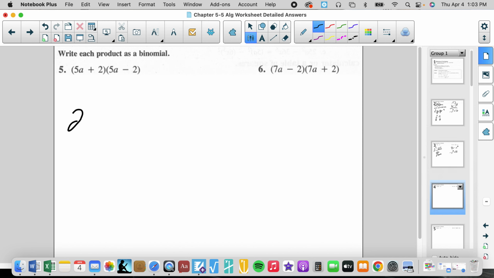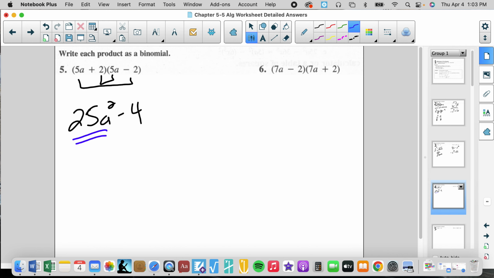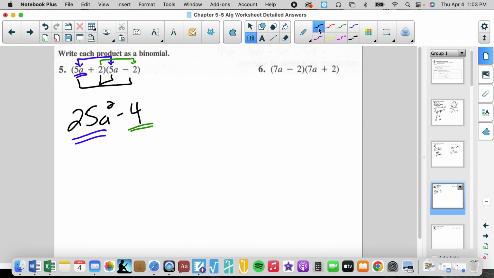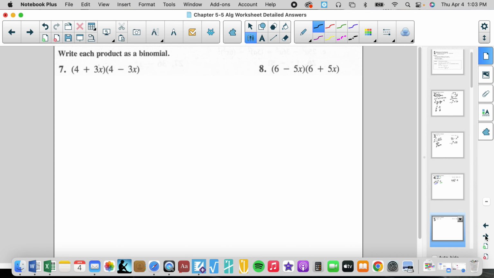And so we get 25a squared minus 4. I don't have to worry about the outside and inside. Those are going to cancel every single time when we multiply conjugates. So I'm just multiplying the firsts, which ends up being 5a quantity squared, and I'm going to multiply the lasts, which is 2 times -2, which is still 2 squared, but it's going to be the subtraction of it because I know that my signs are going to be opposite of each other. That's 49a squared minus 4. So we can do these that fast.